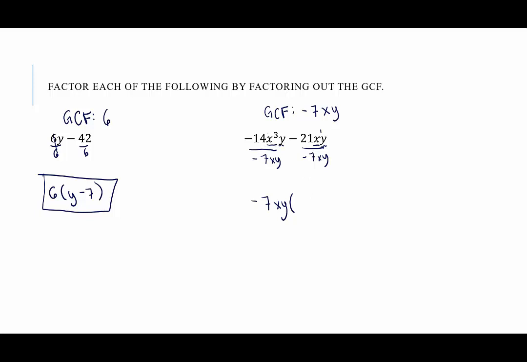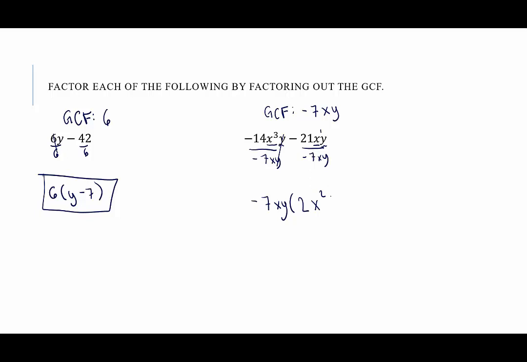Negative divided by negative is positive. 14 divided by 7 is 2. X cubed, I had 3 factors of x. I'm dividing out 1. That leaves me with x squared. And then the y's will cancel because it's y divided by y. That's 1. 1 times 2x squared is 2x squared.